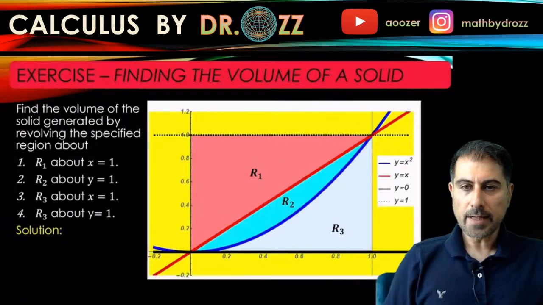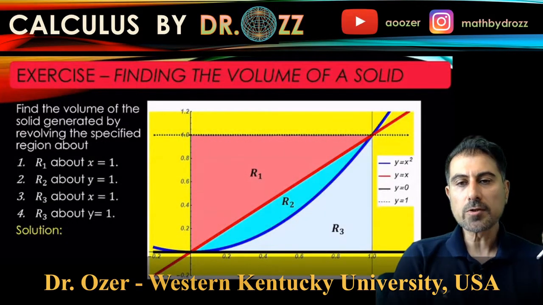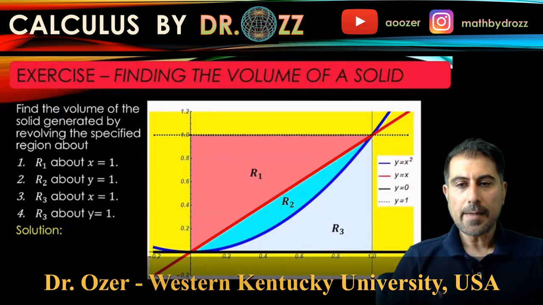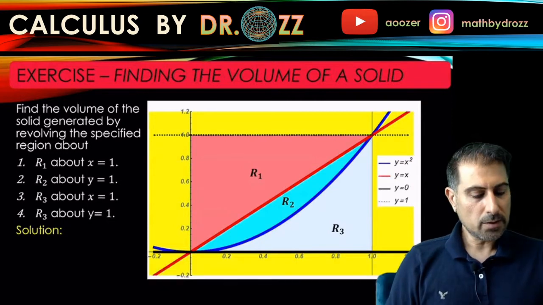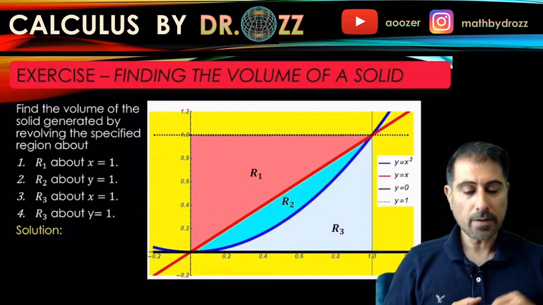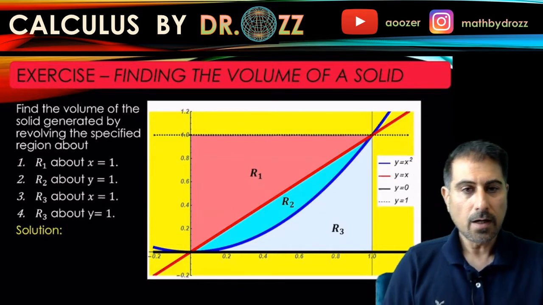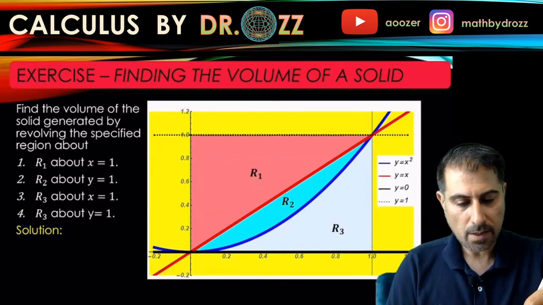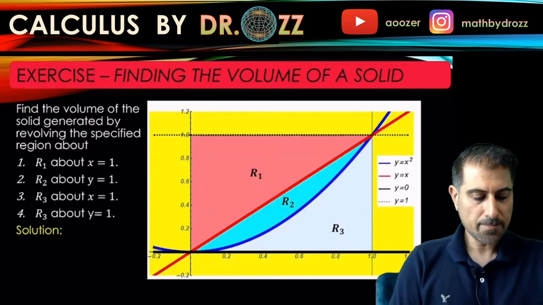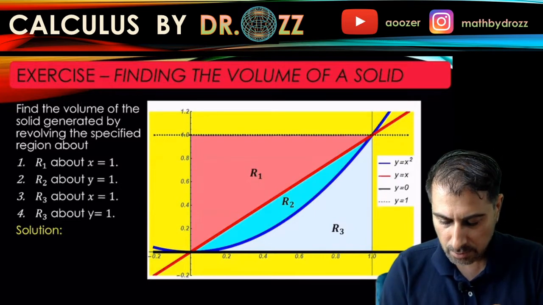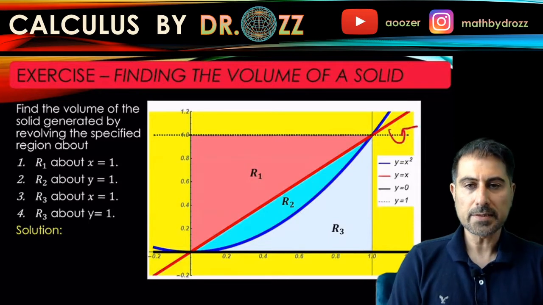All right, let's look at the last part. I'm going to revolve the region R3 about the y equals 1 line. R3 is the light blue region, and the axis of revolution is right here. Let me just get a cleaner picture here. So here we go, we have more space now.